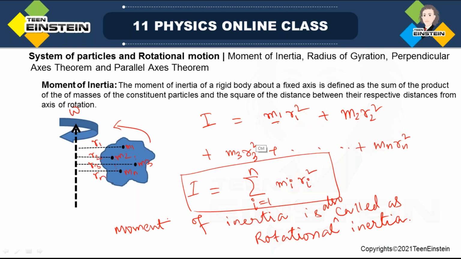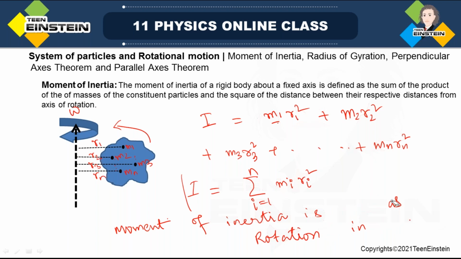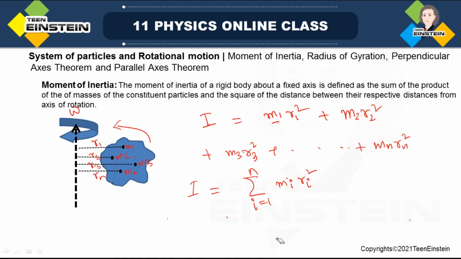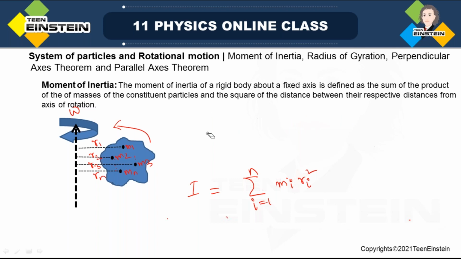Let us first do one thing. Let us get the SI unit of this moment of inertia. I'll write in short the mathematical expression for the moment of inertia. I'll keep this part alone and remove this also. We are going to find out the SI unit of moment of inertia.